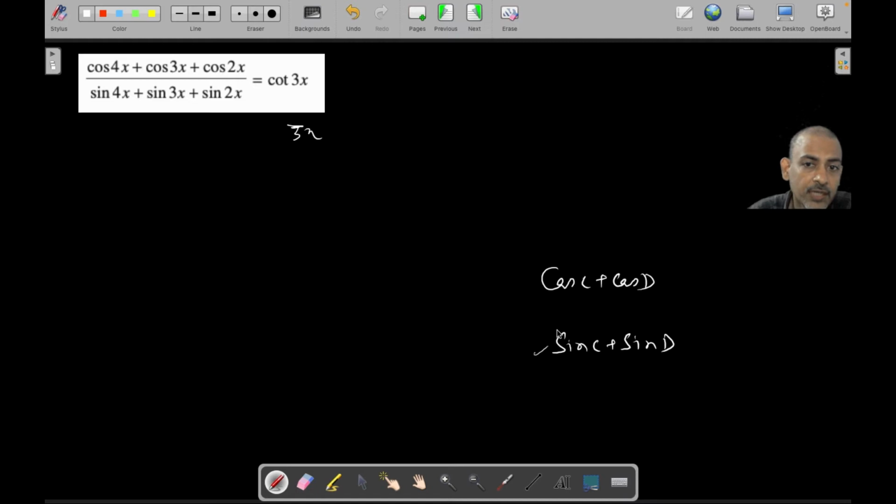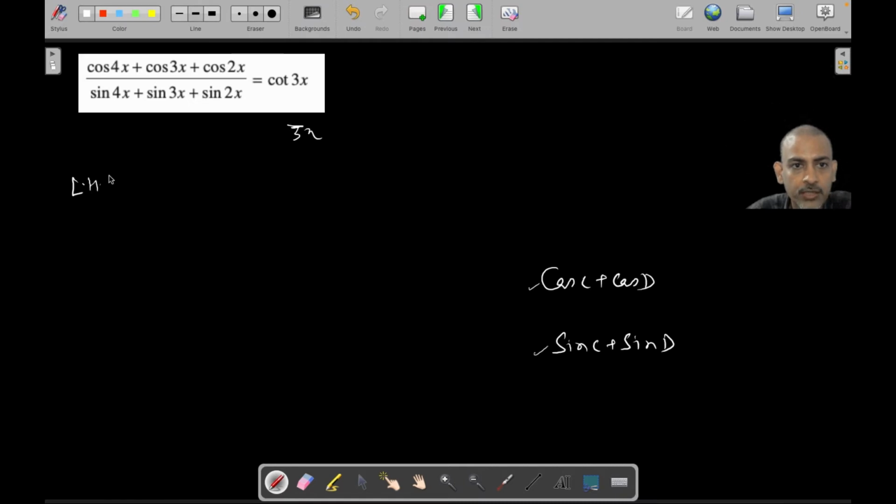Why are we doing that? We are doing that because we can see that cos c plus cos d will be nothing but 2 of cos c plus d by 2. So 4x plus 2x by 2 will become 3x. So looks like we will get some cos 3x over there as well. So that's the reason we are clubbing 4x and 2x together. Alright. So let's do that here.